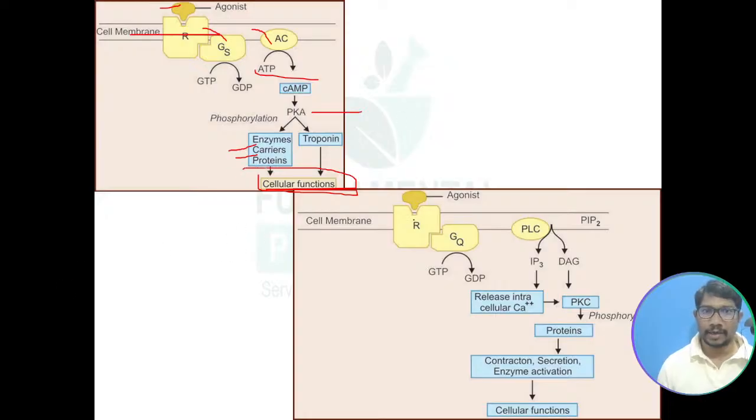Also, if there is an activation of Gq protein by an agonist, there will be release of phospholipase C. Phospholipase C will break down the phospholipids, converting into IP3 and DAG. IP3 will mobilize the intracellular calcium, and DAG will cause phosphorylation of different proteins via protein kinase. This will give different activities of the cell, like contraction, secretion of enzyme, activation, cellular functions.